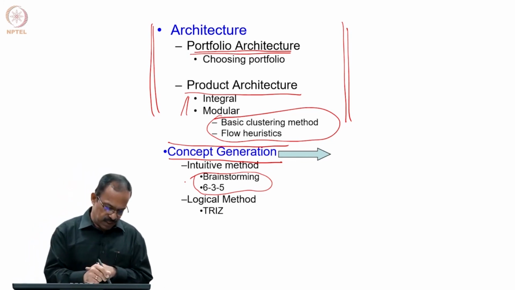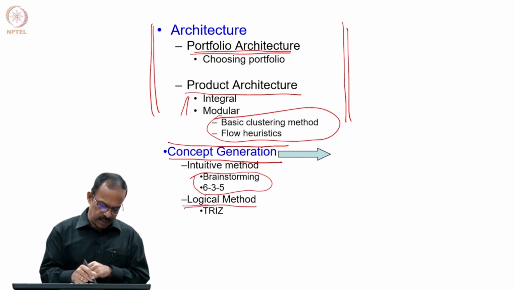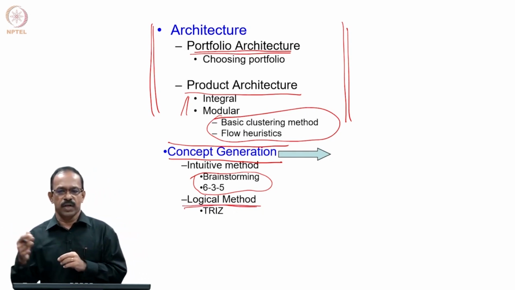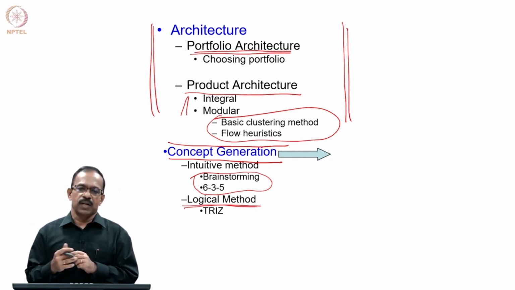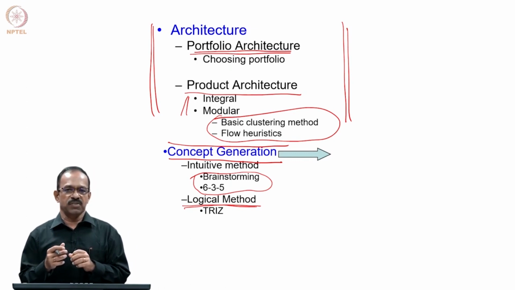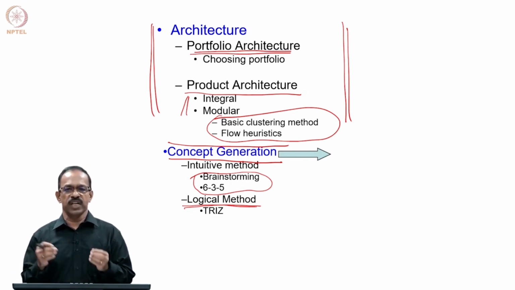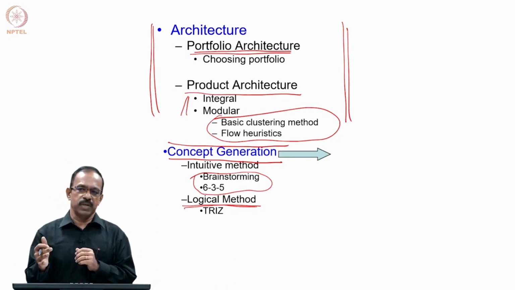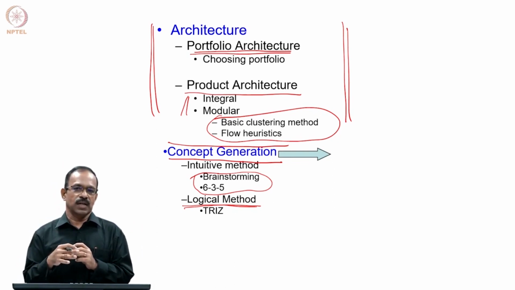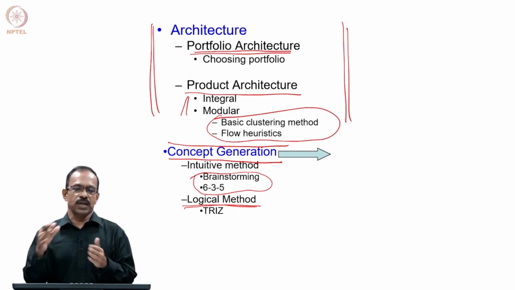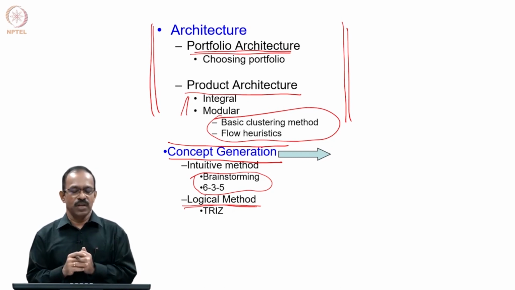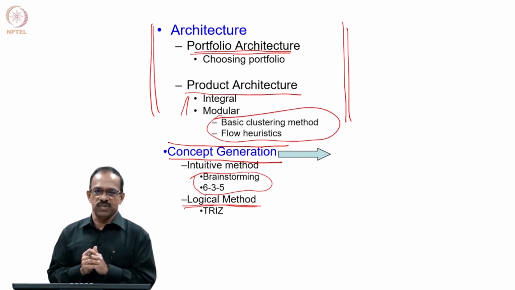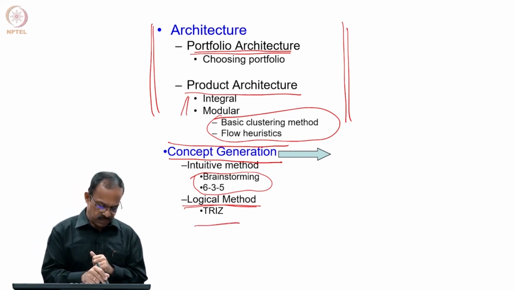And then we found that there is a logical method, which is known as TRIZ or TIPS, which looks at the design problem as a contradiction between two engineering parameters, and whenever there is a contradiction between two engineering parameters, there are standard solution methods to solve the problem, and using a contradiction matrix we will be able to solve all the design problems. So, that is what we discussed.